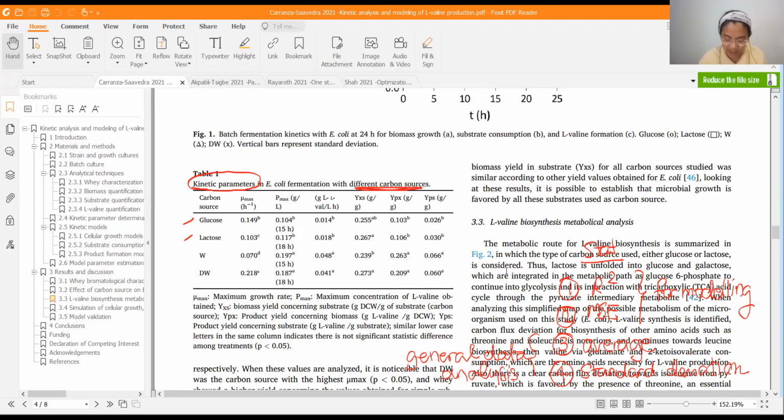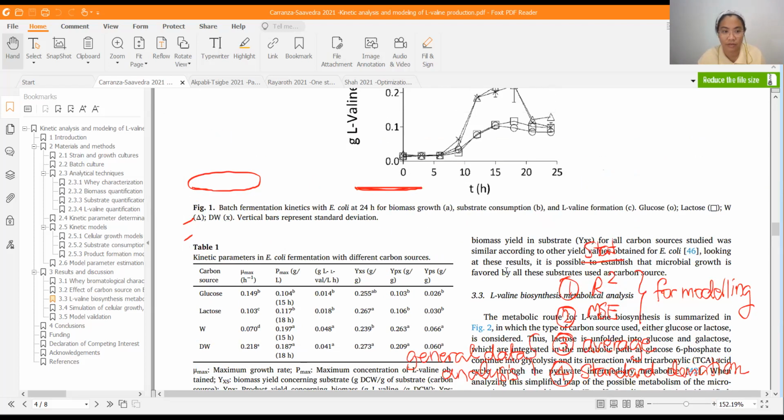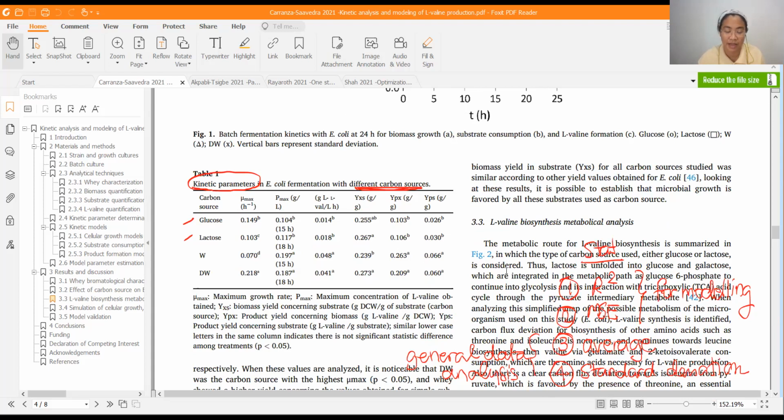W, I don't remember what it is. Let's see what they have for W. They probably have it in the material and methods. So they have 4 types of carbon source, and they said earlier that they are going to compare the kinetic parameters that they get by using Duncan multiple range test, okay, at 95% confidence level. So that means that they are doing this at 0.05.